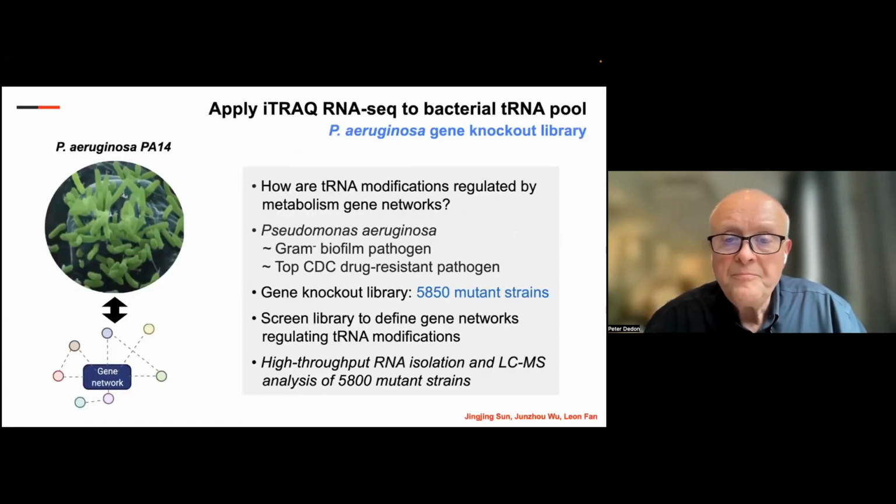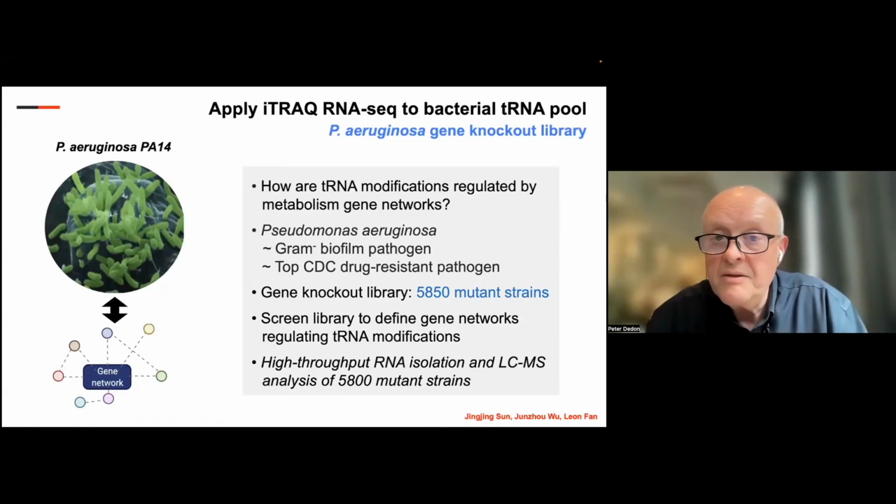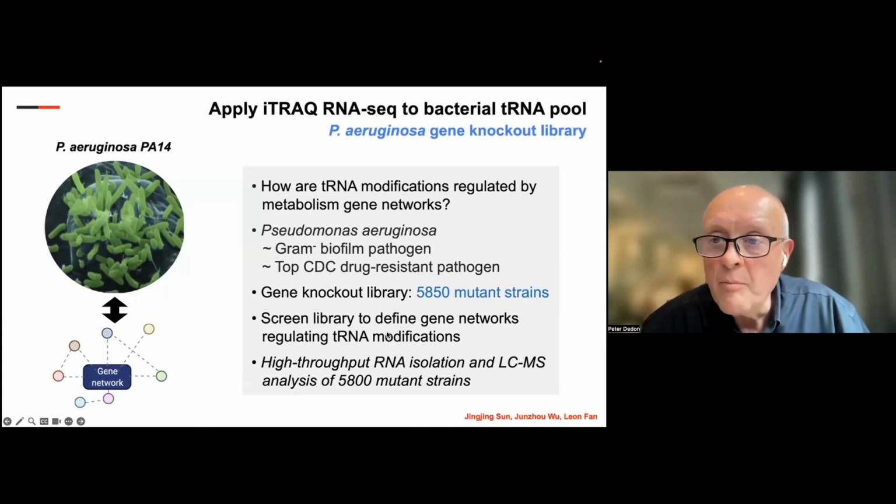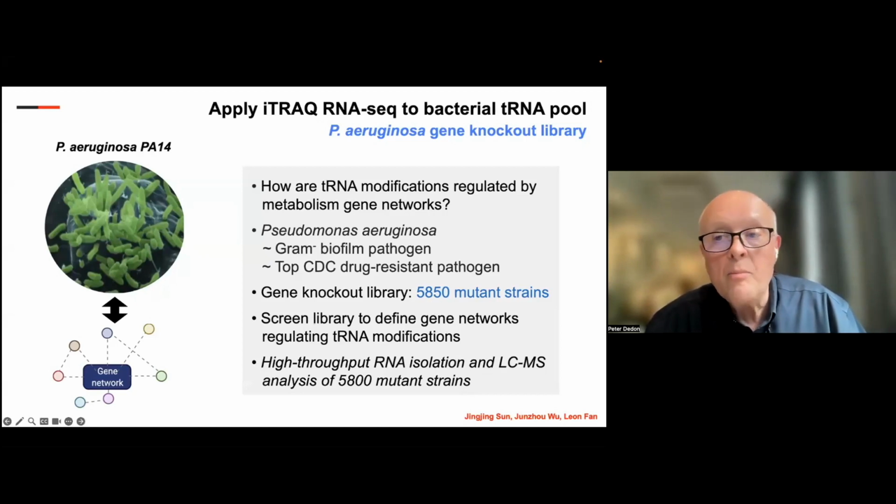All right, so now let's apply this to a complex mixture of tRNAs. And here we're resorting to bacterial tRNAs because the pool is simple. It's just about 45 to 50 isoacceptors, so it makes analysis a bit easier. We're also taking advantage of a large gene knockout library of the Pseudomonas aeruginosa pathogen. Talented postdoc Jingjing Sun in the lab has analyzed all 5,800 strains for all their modifications. It's a beautiful story that we'll tell you about.